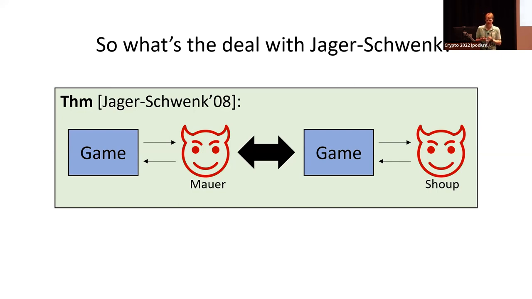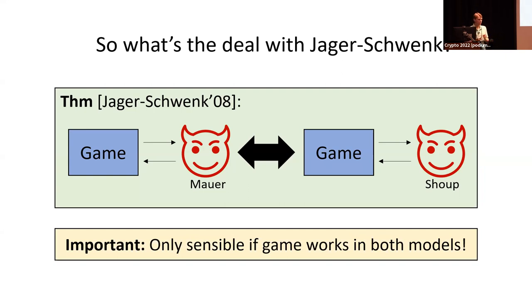And there are some caveats here. But what they showed is that if you have an adversary interacting with a game, let's say a Maurer adversary or a Shoup adversary, you can go between them: you can convert any Maurer adversary to a Shoup adversary and vice versa. And indeed, this follows the intuition that we talked about earlier, that there's not much you can do with a random label other than feed it back into the oracle.